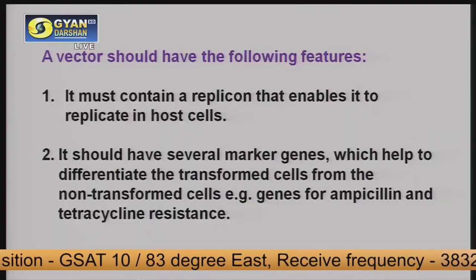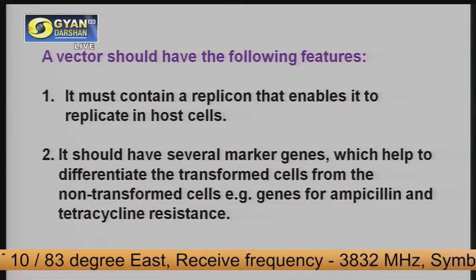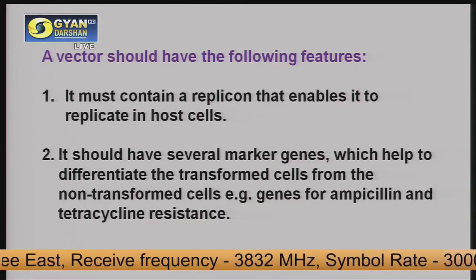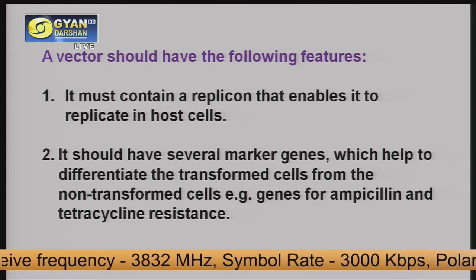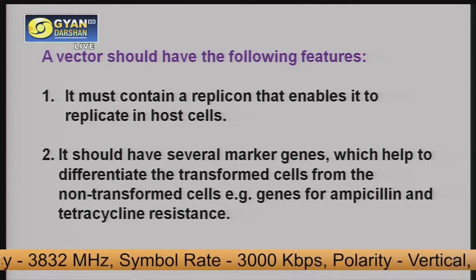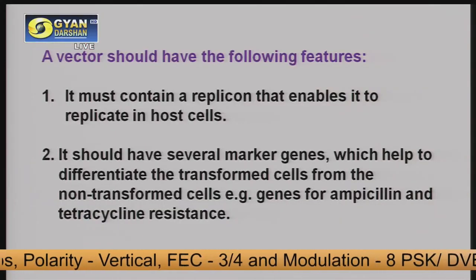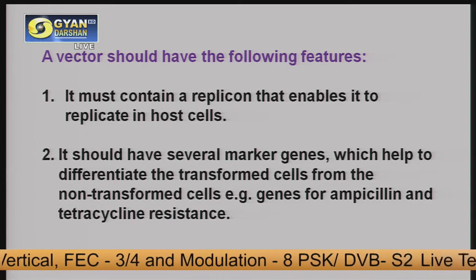It's a vector molecule, and usually the vector should have some properties. Number one, it must contain a replicon, or an origin of replication. Each vector molecule should have an origin of replication, and therefore it will replicate in the host cell. Number two, it should have a selectable marker gene. In most of the cases, these are antibiotic resistance genes.